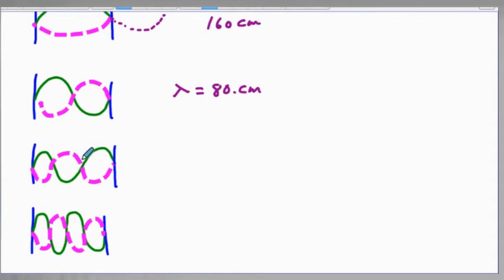Well, the third one, technically the first wave ends right there. So what I'm going to do is I see that I've got 3 different regions. So the wavelength here would be 80. I'm going to divide that by 3 and multiply it by 2. And that'll give us a wavelength of 53.3 centimeters.